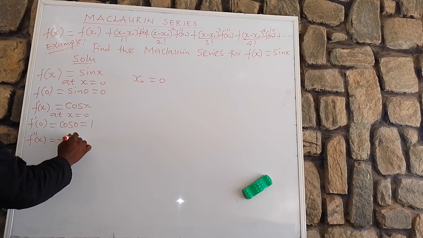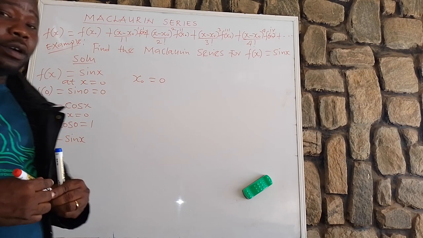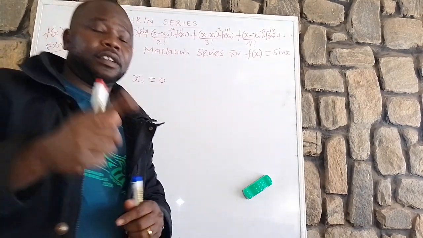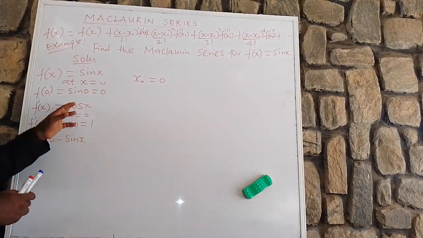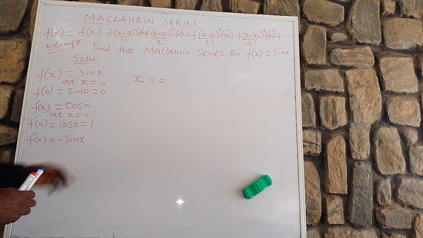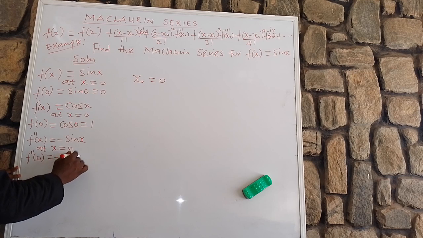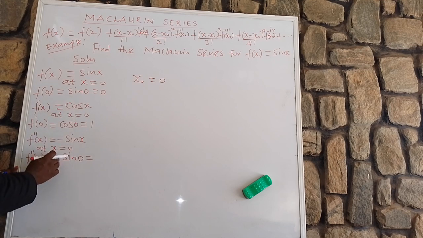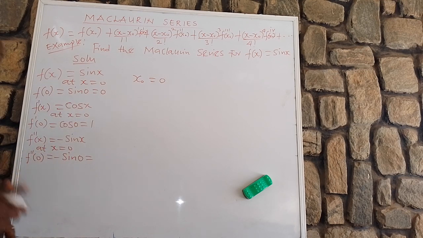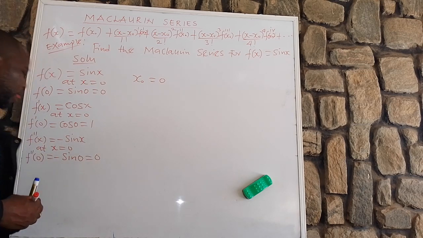Minus sine x. We are applying elementary differential calculus here. If you differentiate cos x, you are supposed to have minus sine x. So now at x equals 0, it implies that f double prime of 0, because your x is 0, will now be equal to minus sine 0. Sine 0 is 0. Then 0 times minus 1, note that there is an invisible 1, is 0. Is that clear?